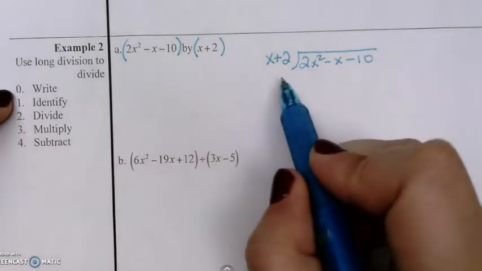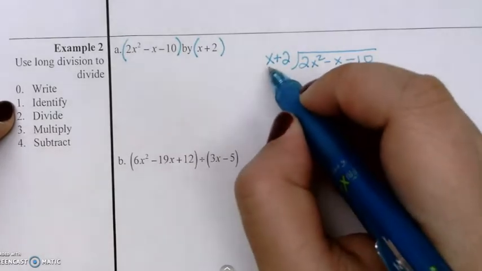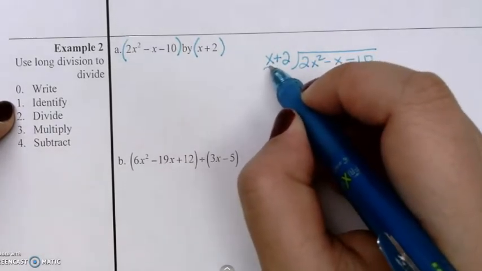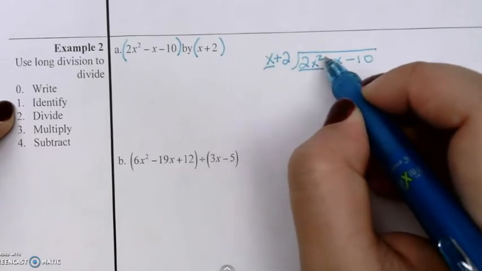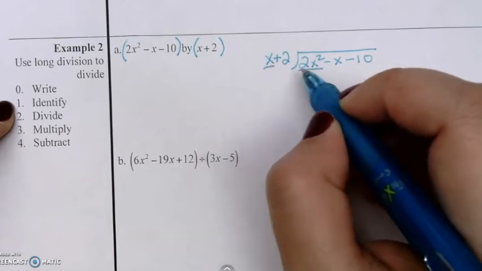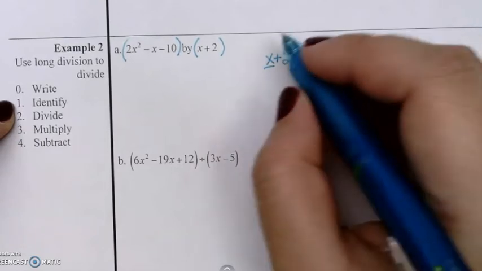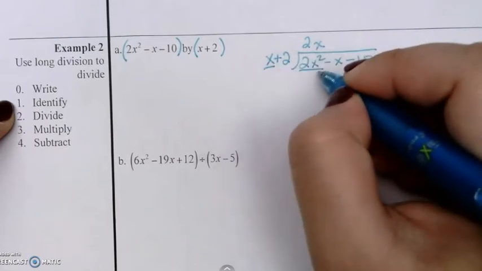First, we write it as a division statement using long division, and then we identify. What we're going to identify is our leading term. How many times does x go into 2x squared? Another way to ask this is, what do I have to multiply x by to get 2x squared? So it would be x times 2x gives me 2x squared.